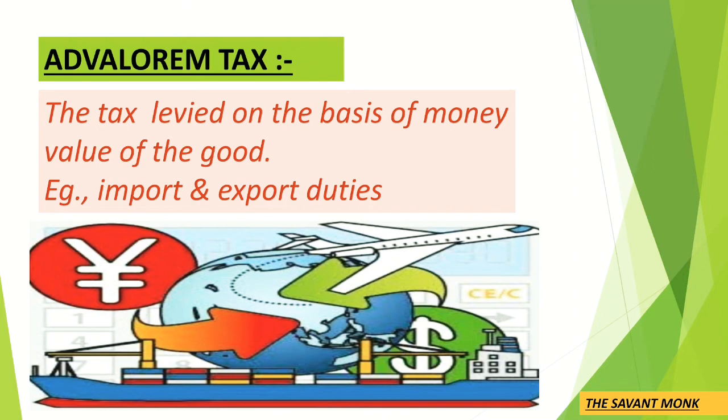After that, we have ad valorem tax. These are taxes which are levied entirely on the basis of the money value of the good. For example, import and export duties. These are very high, up to 100% even. Okay, so if you are bringing something from another nation or if you are exporting something to another nation, then some import and export duties will be imposed on that good, and that will be called ad valorem tax.